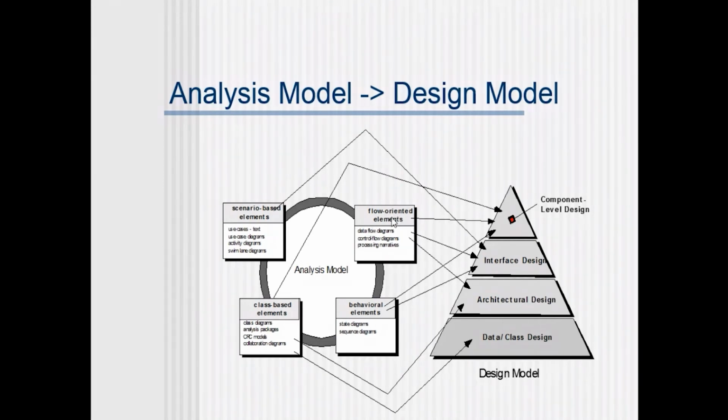Then flow-oriented elements are basically mapped with many levels of design, that is component level design, interface design, and architectural design. In the same way, class-based elements are also mapped with component level design, class design, and architectural level design. So this is nothing but one kind of mapping of the analysis and design model.